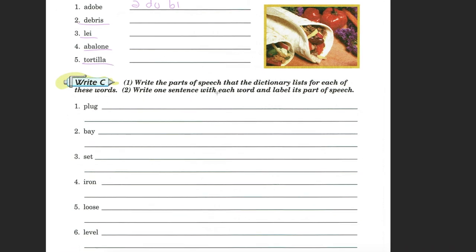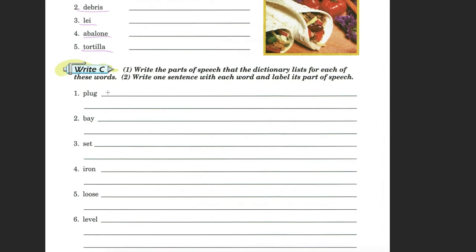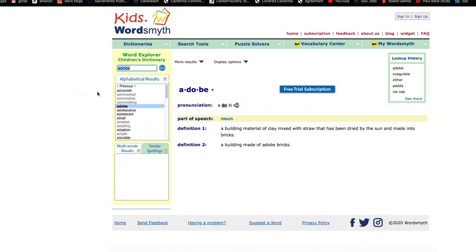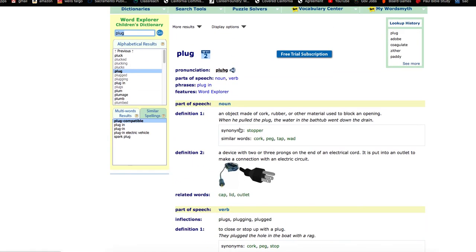Part C says write the parts of speech that the dictionary lists for each of these words. Write one sentence with each word and label its part of speech. A little bit trickier. First, you want to look up the word. The first one is plug, and figure out what parts of speech it could be used for: nouns, verbs, adjectives, adverbs. Those are all parts of speech. So let's look up plug. Plug can be a noun or a verb.